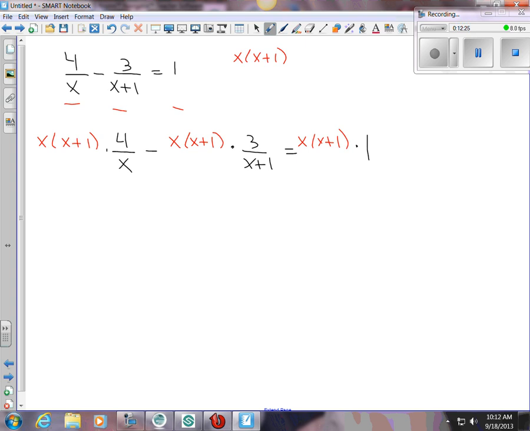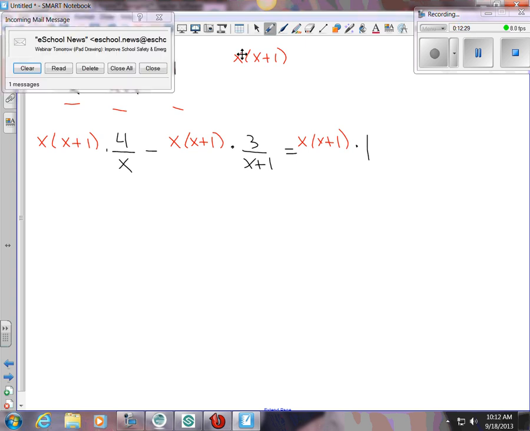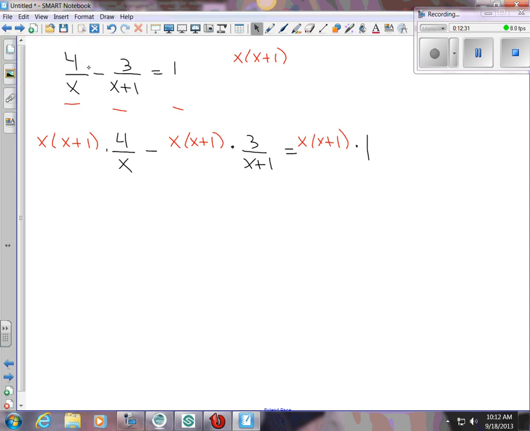Every single term is getting multiplied by that common denominator. And something nice is going to happen here. When we're multiplying, we know that we can cancel things diagonally and up and down, right? So if I look at my first term here, what's going to cancel? Yeah, those x's cancel. And what am I left with? Yeah, 4 times x plus 1, right?